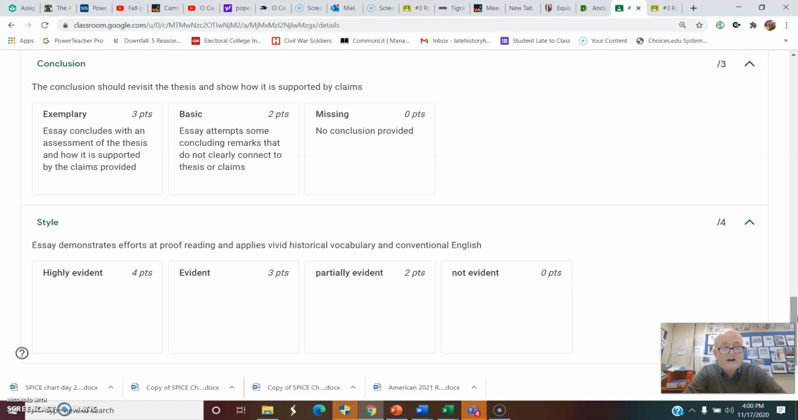And then finally is style. Again, I want you to make sure you've proofread it. You have a good historical vocabulary. Show me you've paid attention to what we've read about on Rome. Your English is conventional, with complete sentences. And that's what we need to do. And if you need any help, if you're home, please email me.